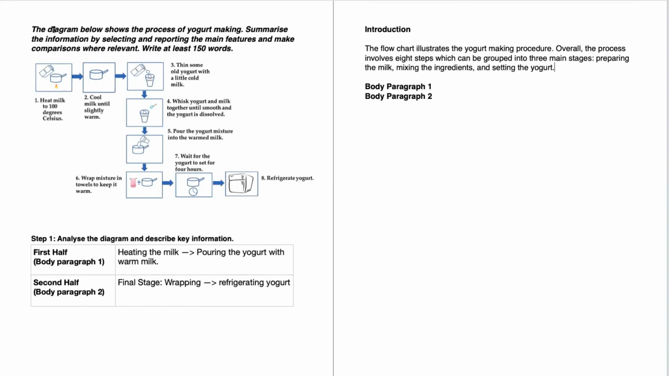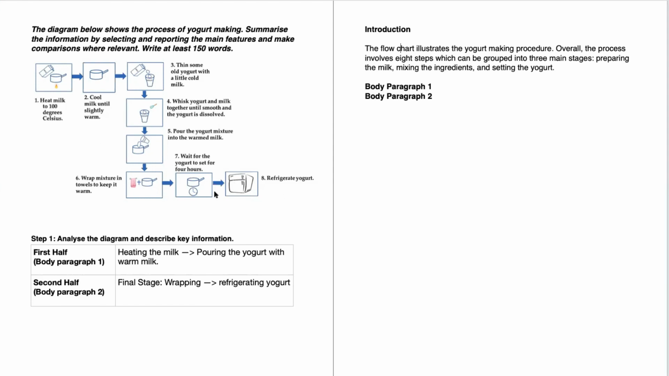So instead of saying diagram, I've said flow chart. And instead of saying shows, I've said illustrates. And the process of yogurt making, I've basically just flipped it into saying the yogurt making procedure. Now I talked about the 8 steps, and I grouped it into 3 main stages, sort of like what we talked about when we analyzed the diagram. I have talked about how the 3 main stages are preparing the milk, then mixing the ingredients, and then setting the yogurt.